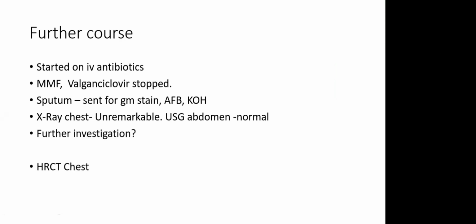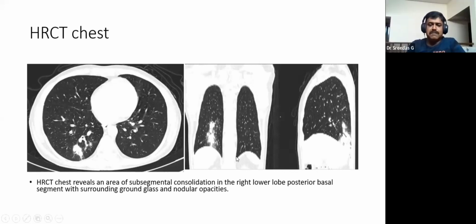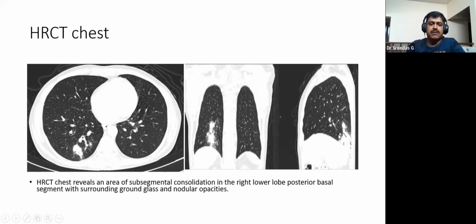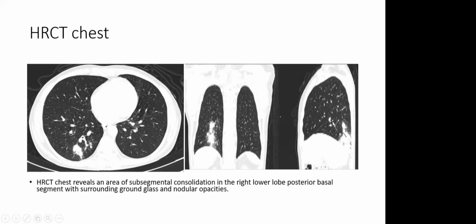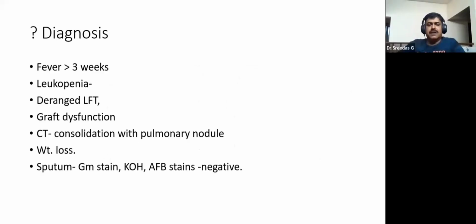And we went ahead with an HRCT chest. As you can see in the HRCT chest, there was a subsegmental consolidation in the right lung with surrounding ground glass opacity and a few nodular opacities. So: fever over a month's duration, leukopenia, deranged LFT, graft dysfunction, consolidation with pulmonary nodules on CT, weight loss, and sputum being negative.